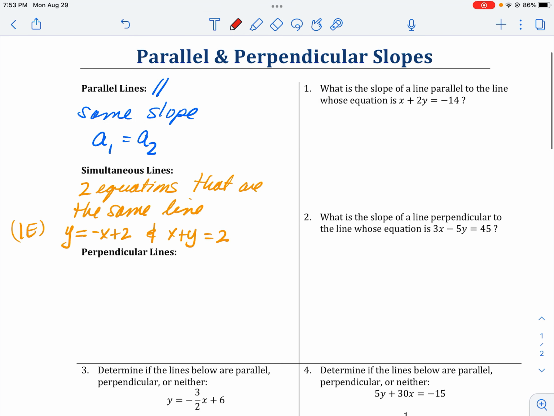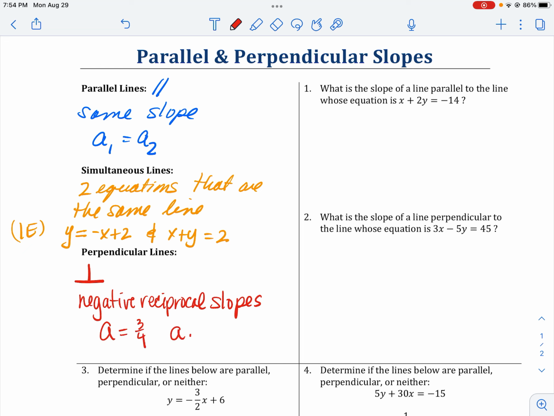Perpendicular lines, the symbol, they have negative reciprocal slope. That means that if A is 3 over 4, then perpendicular slope is negative 4 over 3.